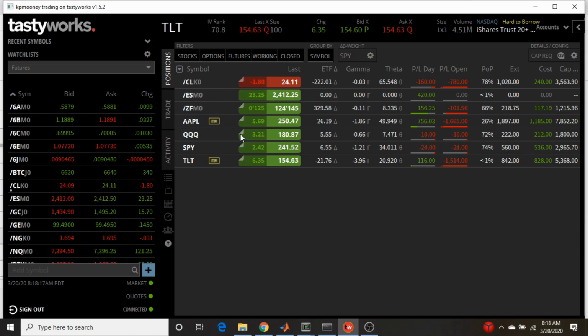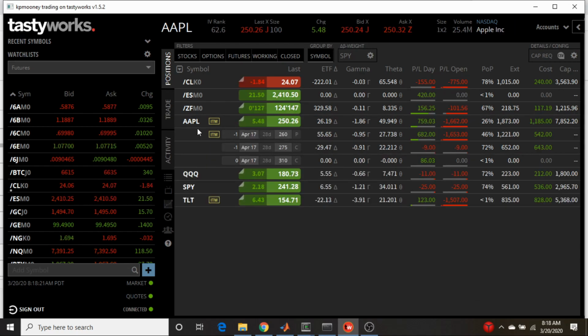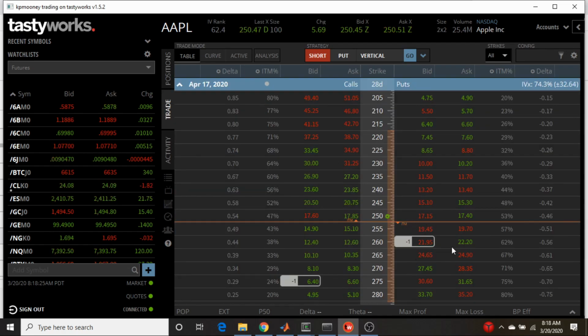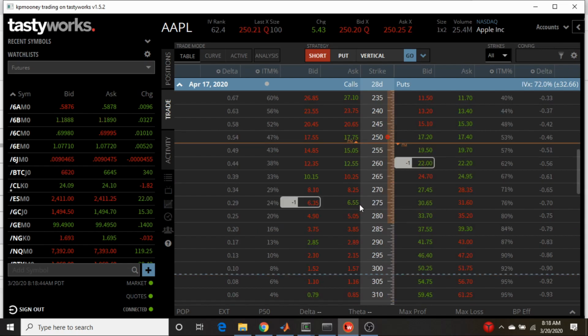Actually, before I go, let me go back to, where was it? Apple. Because in some ways you can think of a deep in the money put as long stock. This is not really effectively long stock, but if the stock price were down here, you could think of this as long stock because it's going to be a high delta short put, and it would turn into long stock if I kept it through expiration.